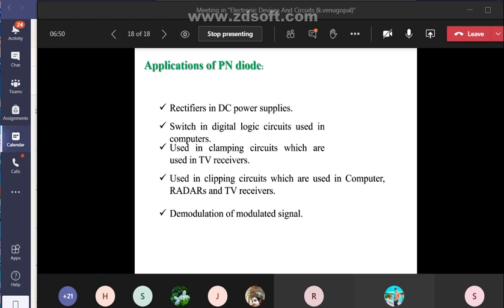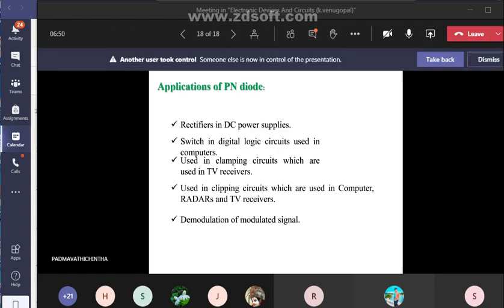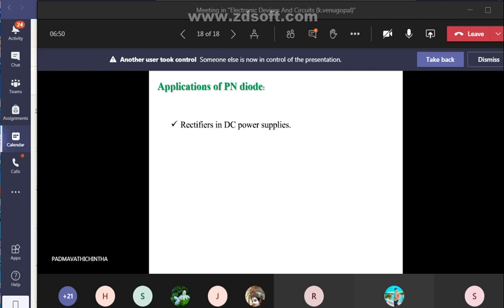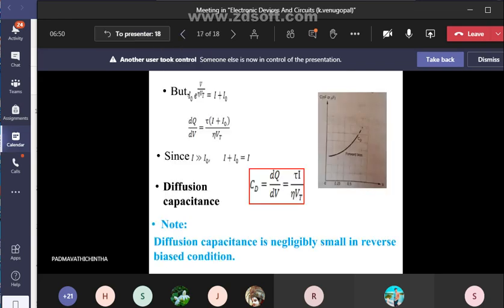So mainly the PN junction diode can be used in rectifiers, as a switch, and in clamping and clipping circuits. All these are the applications of PN junction diode.